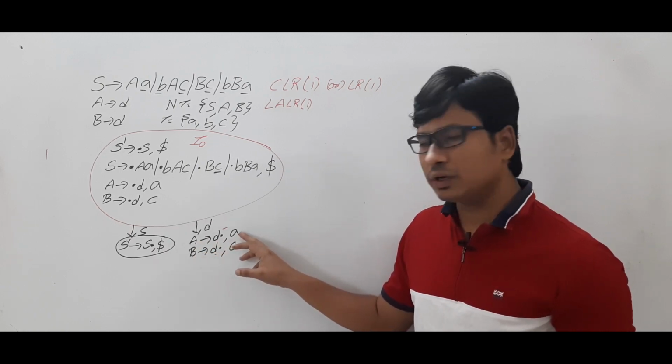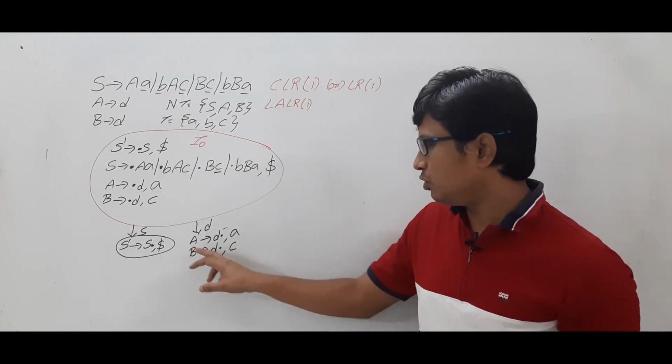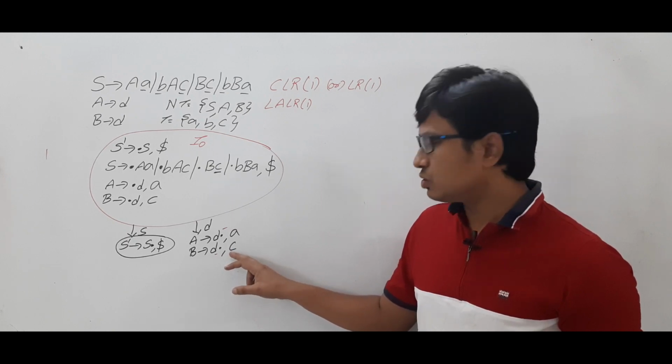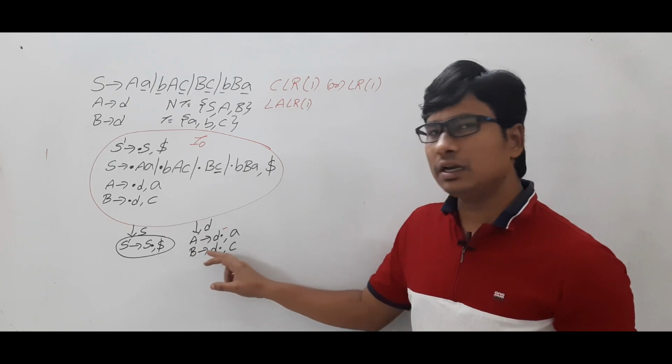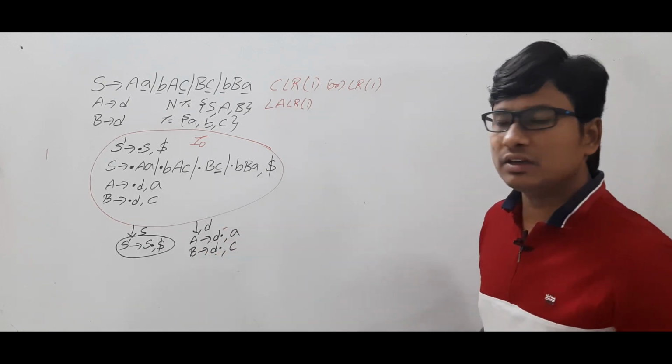Am I right? Because the look ahead is A, so at the terminal A I will write this reduction move. Now similarly B determines D dot. The look ahead is C, so this production I will write in the terminal C. Am I right or wrong? So these two will be in two different terminals.